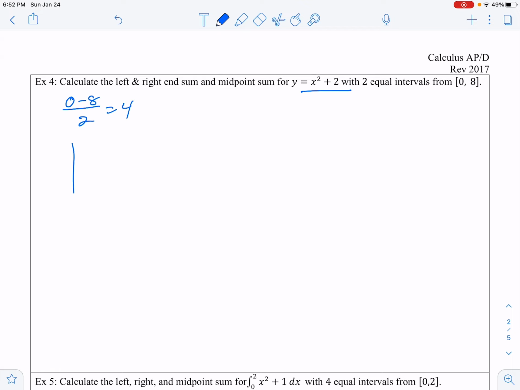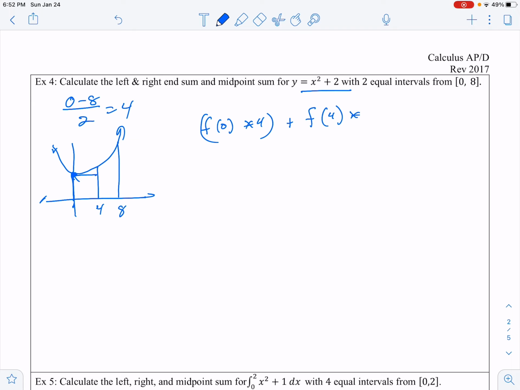So on my number line, this graph starts here, right? It goes up. I'm at 4, and I'm at 8. Now, if I'm doing a left-hand sum, here's the side. The height is f of 0 times 4, plus f of 4 times the width, which is 4. Okay, so I did this one and this one.